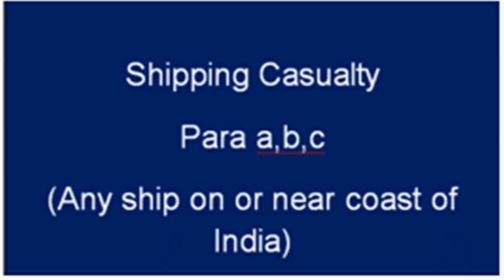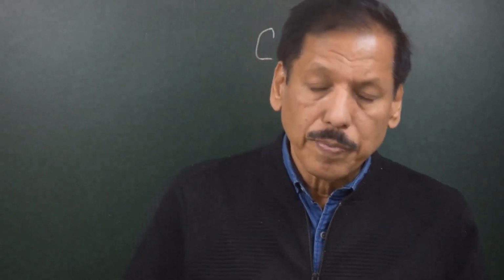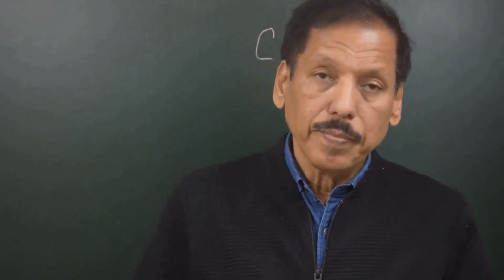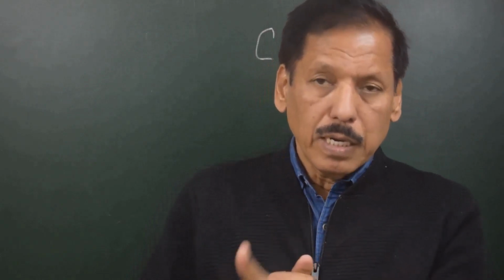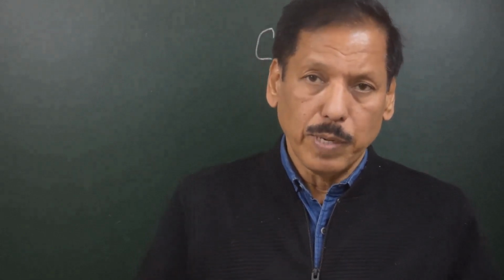So in the first three cases, of any ship on or near the coast of India, the master, pilot, harbor master, etc., whoever is in charge of the ship, should report the matter to the officer appointed by the central government in this respect. And in the later two cases, the master of the ship concerned, when he reaches India, has to immediately inform the officer appointed by the central government.